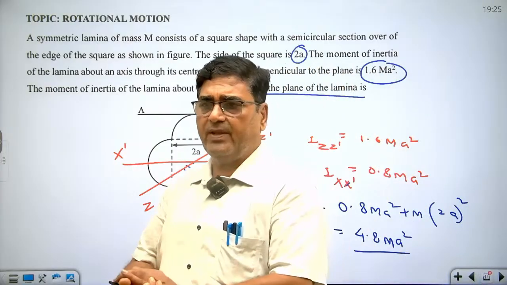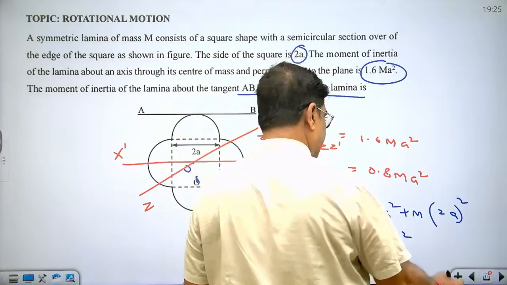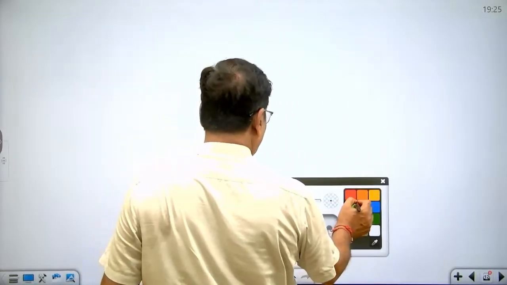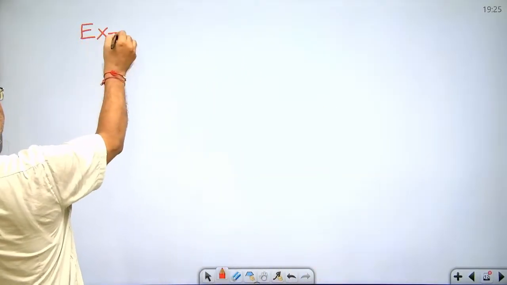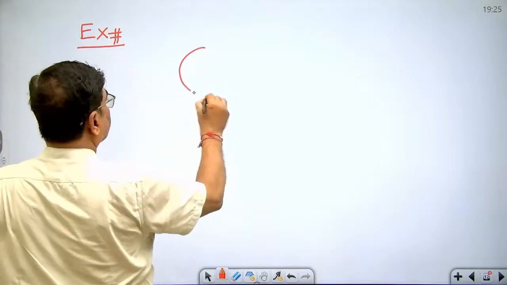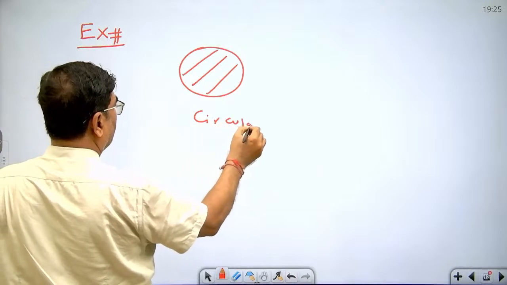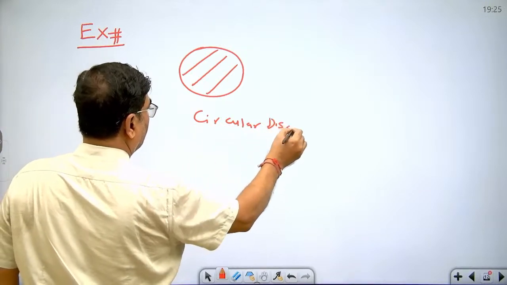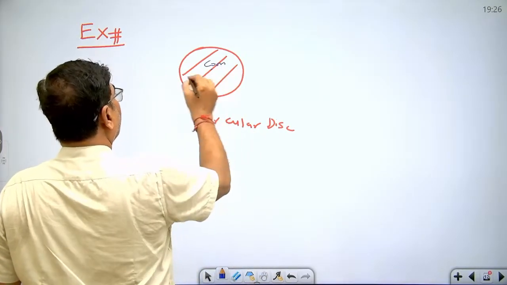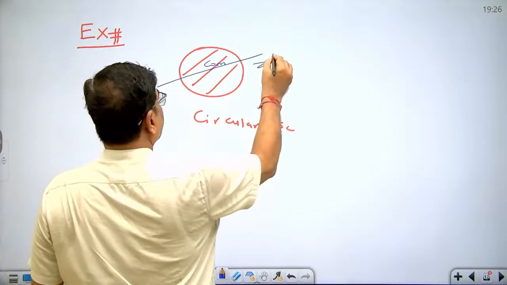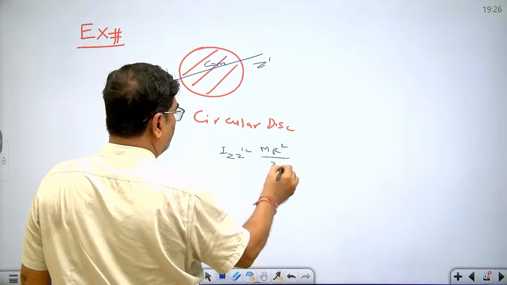Now you should remember some important formulas for moment of inertia. Like the moment of inertia of a circular disc. How to calculate this, we will see later. This you remember. Moment of inertia of a circular disc about an axis passing through its center of mass and perpendicular to its plane, Z means perpendicular, is mr square upon 2, where r is the radius.